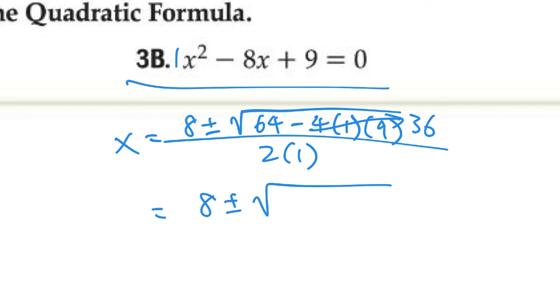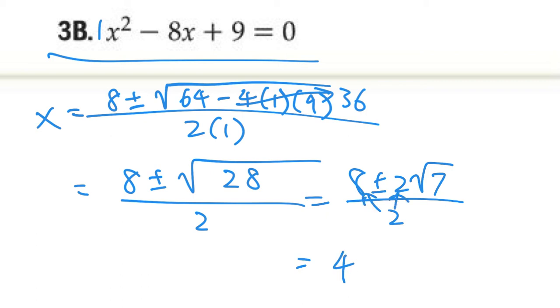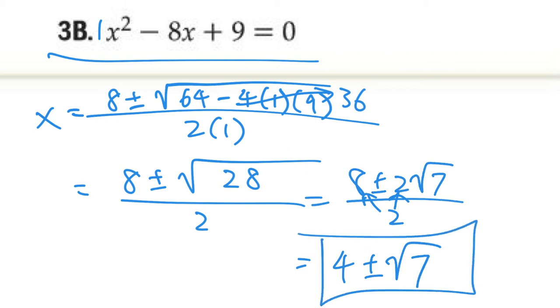64 minus 36, that's 28. 28 over 2. 28 is equal to 4 times 7. So 4 times 7, the 4 comes out as a 2, divided by 2. So this is equal to, cancel out the 2 for both of these terms, 4 plus minus square root of 7. And that's my answer.